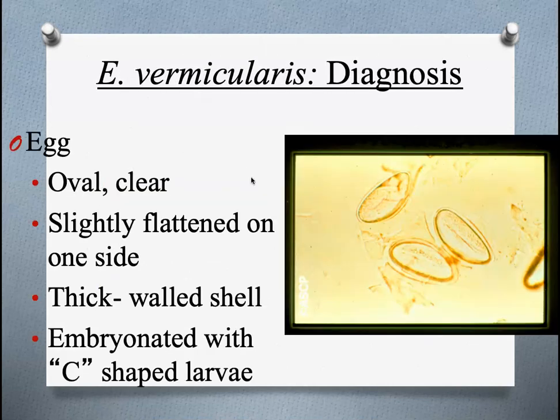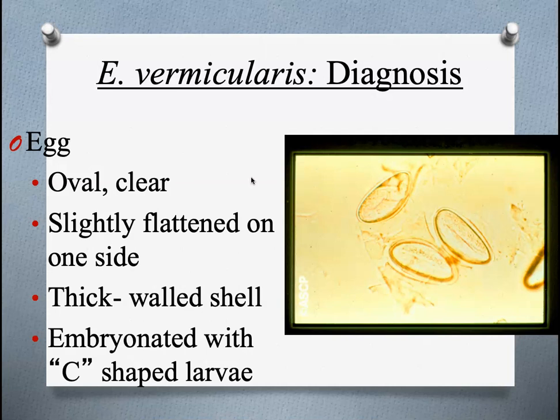So what do the eggs look like? They are very obvious once you see enough pictures of these. And this is one that might show up on certification. It's that obvious that techs just know Enterobius vermicularis right away when you see it. It's oval, it's pretty clear, and it's slightly flattened on one side.